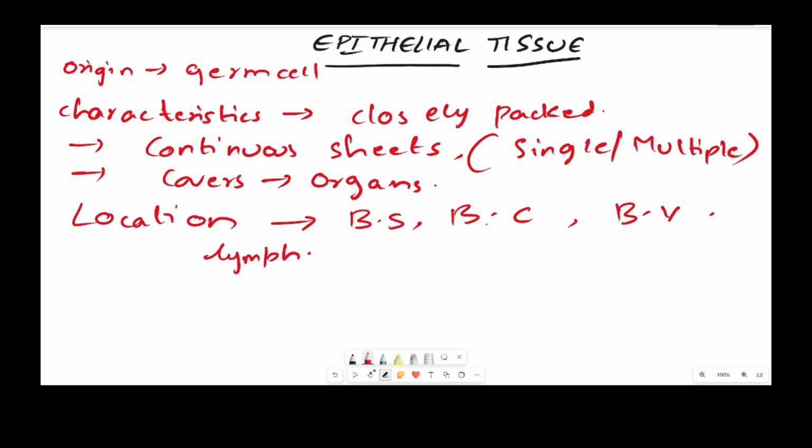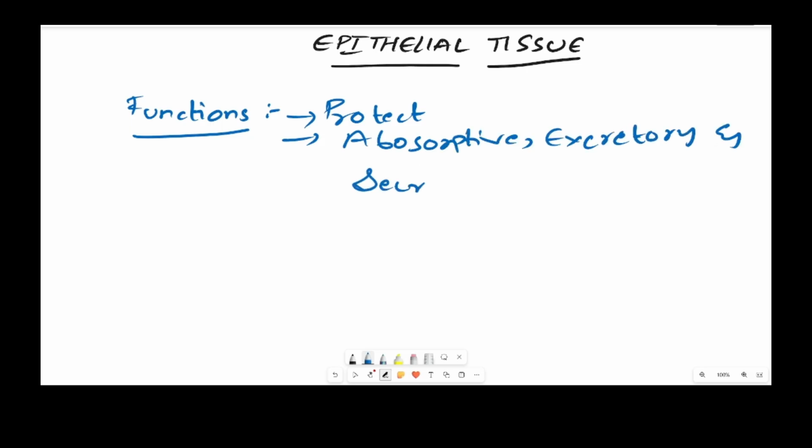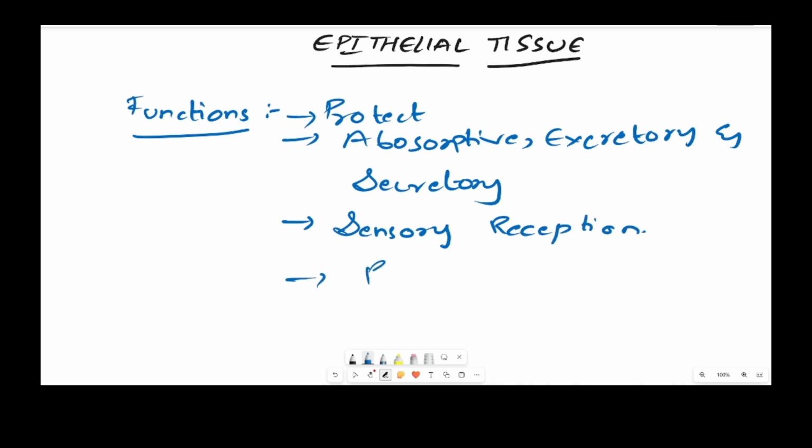Coming to the location of epithelial tissue, this is present in the body surfaces, body cavities, body vessels, and the lymphatic system. Now, getting back to functions. These are useful for protecting the body. Because this is useful for covering and lining of the body cavities, they function as absorptive, excretory, and secretory. This also contributes to sensory reception. They are also used in the formation of the reproductive cells.